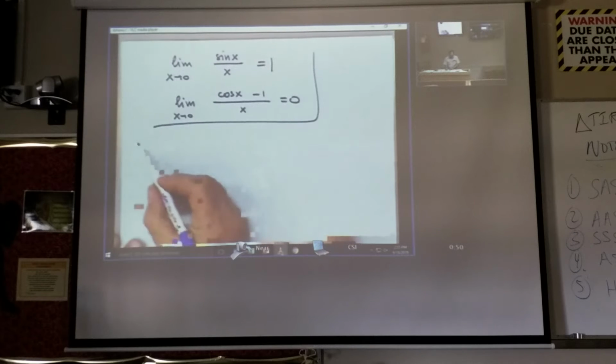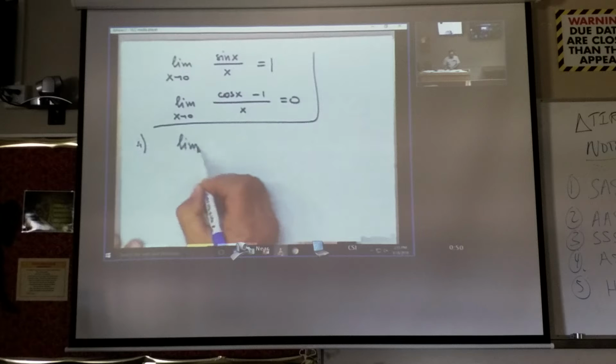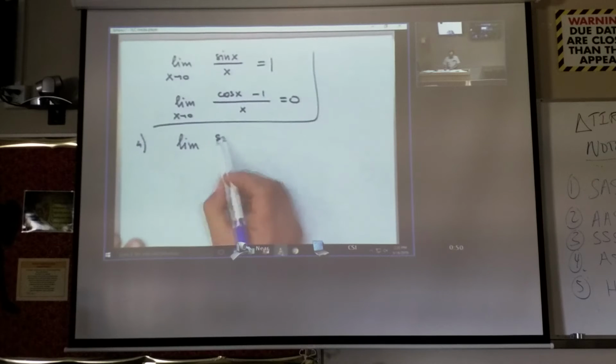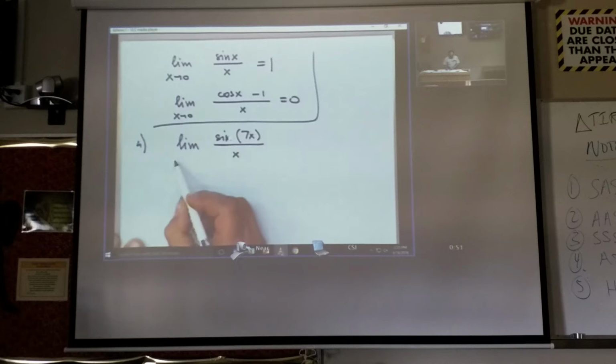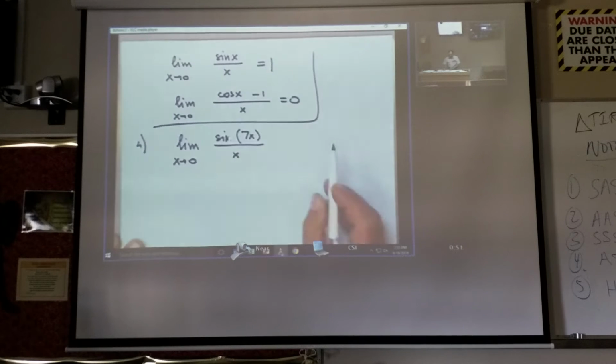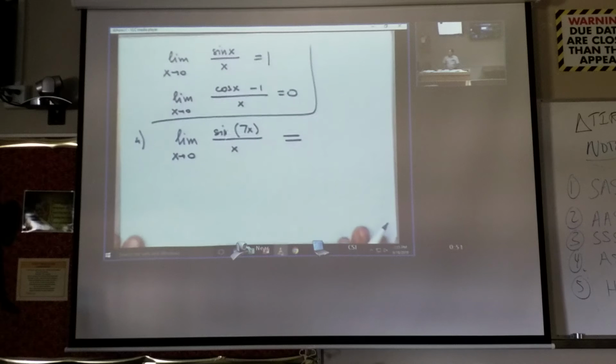So let's say we're looking for a limit of sine of 7x over x when x is approaching 0. So we're looking for this limit.